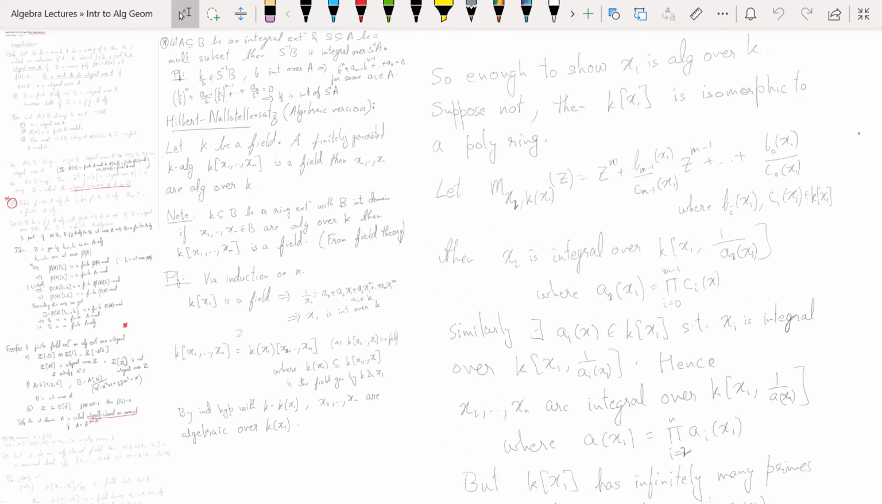Now, if x1 is not algebraic, it's going to be transcendental. So that means K[x1] is like a polynomial ring.